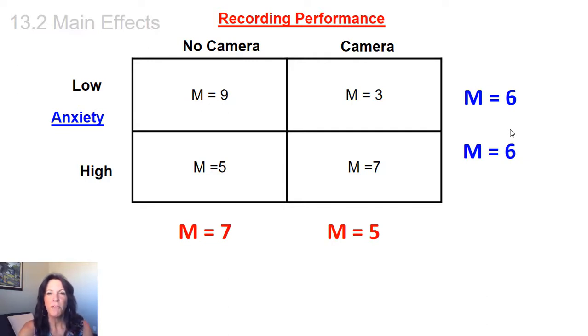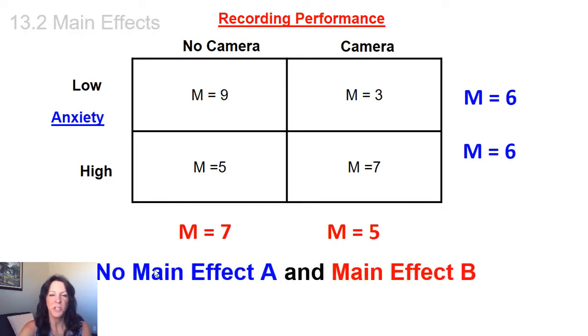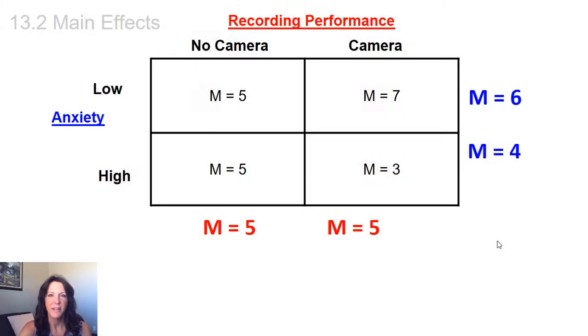Let's see if there's a main effect for factor B, camera. So no camera, the scores were 7, and having a camera, the scores are 5. So you can see right there, we do have a main effect. Now, whether it's statistically significant, we'll talk later. But right now, we say there seems to be a main effect for camera. In other words, camera seems to impact someone's ability to do well in a job interview. Okay, so just to sum up, we have no main effect for A, and we have a main effect for B.